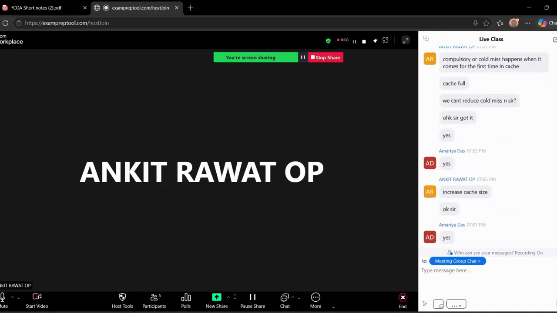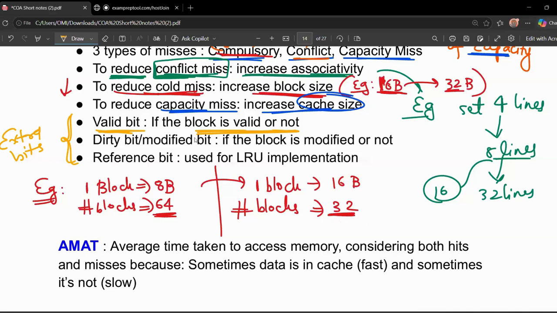Okay. Now there are some extra bits. Another bit is the dirty bit or modified bit. It tells whether the block is modified or not. Mainly it means written, because there are only two operations you can do, read and write. There is no other operation. So modified here means written. So, is the block written or not?